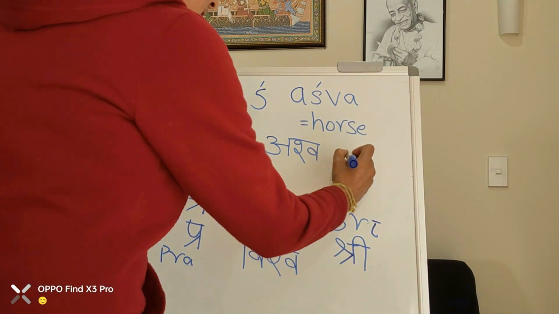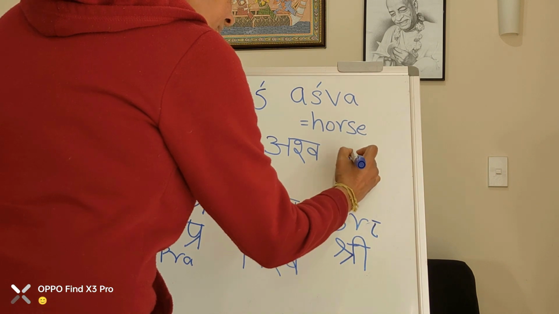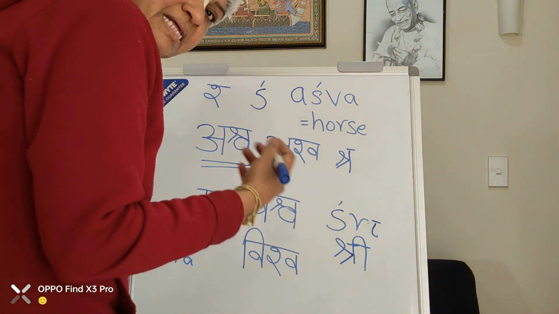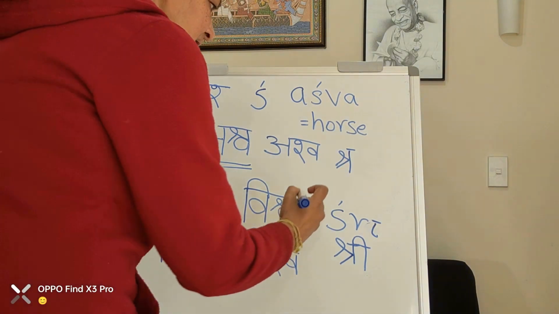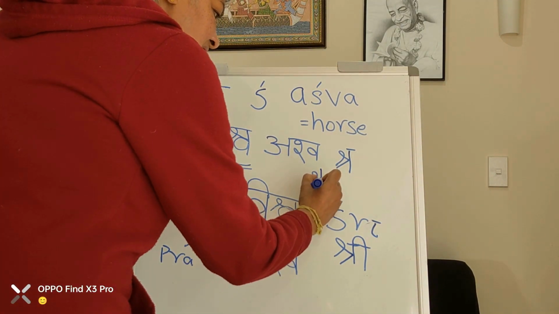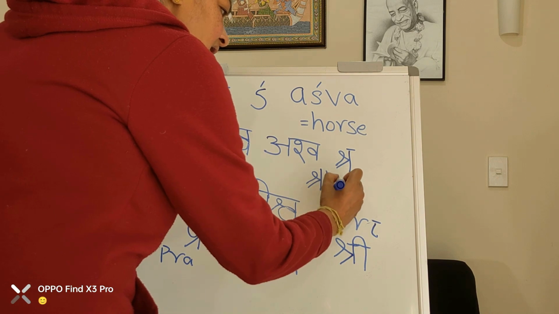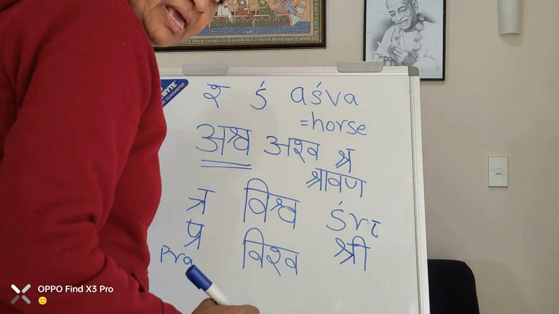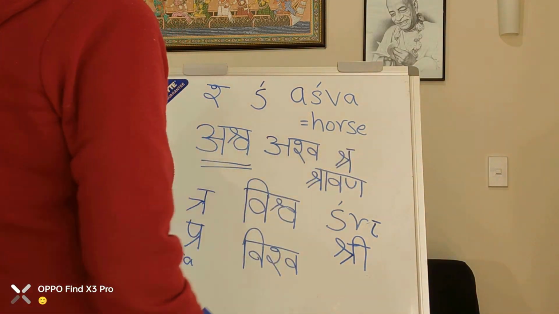So shra is written this way. Shravan. Shravan is the name of the monsoon season. Shravan. Shravana. Okay? So this is how shra is written.